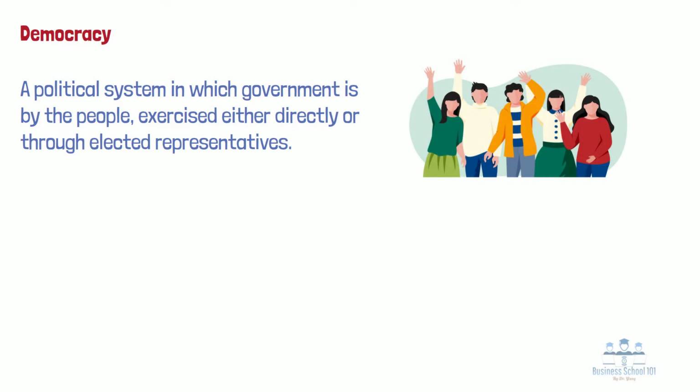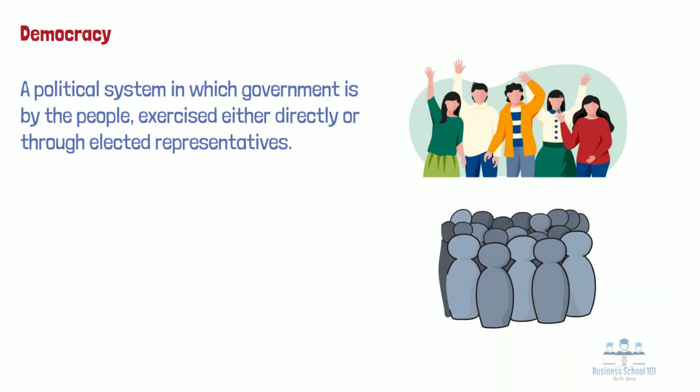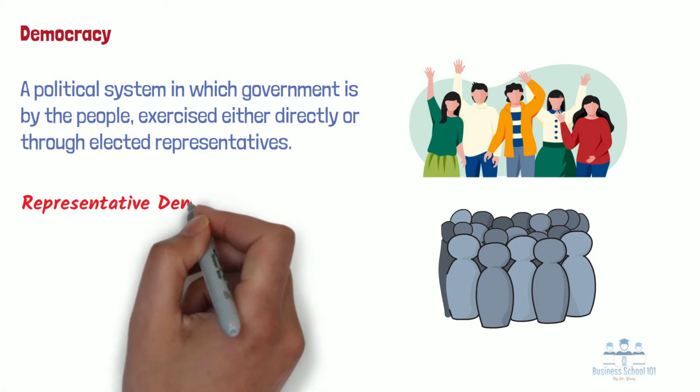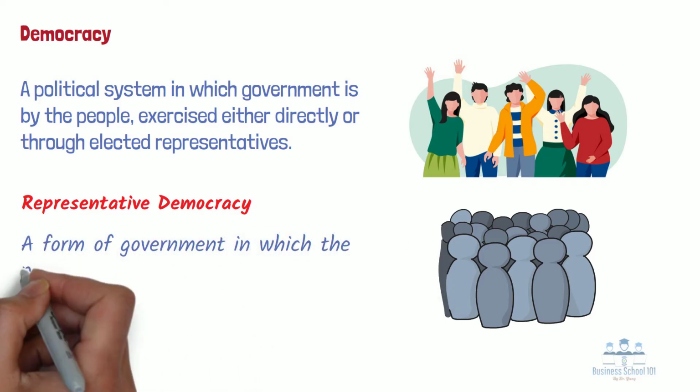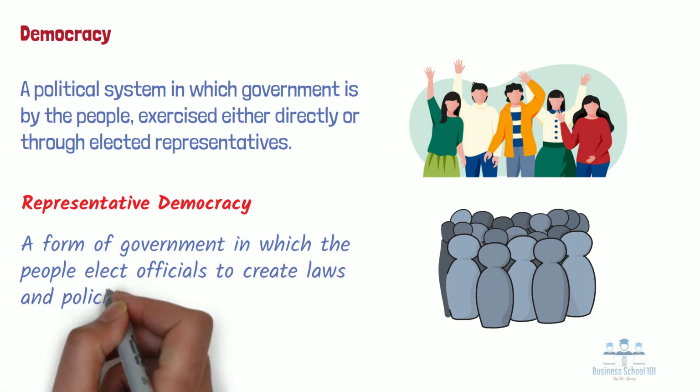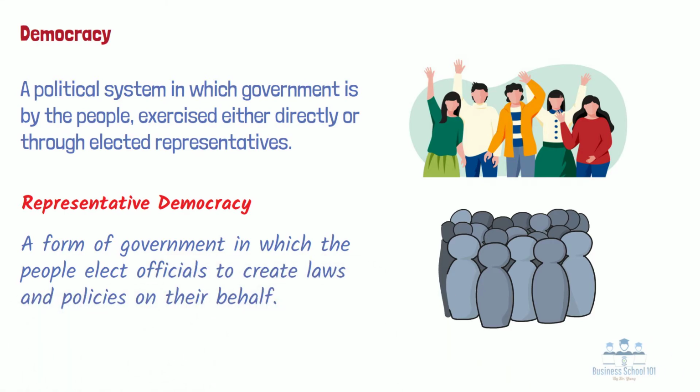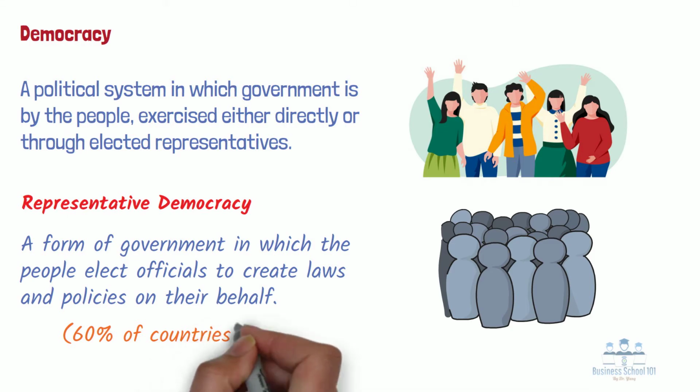In advanced societies with populations in the tens or hundreds of millions, direct democracy is impractical. Most modern democratic nations practice representative democracy, also known as indirect democracy. Representative democracy is a form of government in which the people elect officials to create laws and policies on their behalf. In today's world, nearly 60% of countries employ a form of government based on representative democracy.